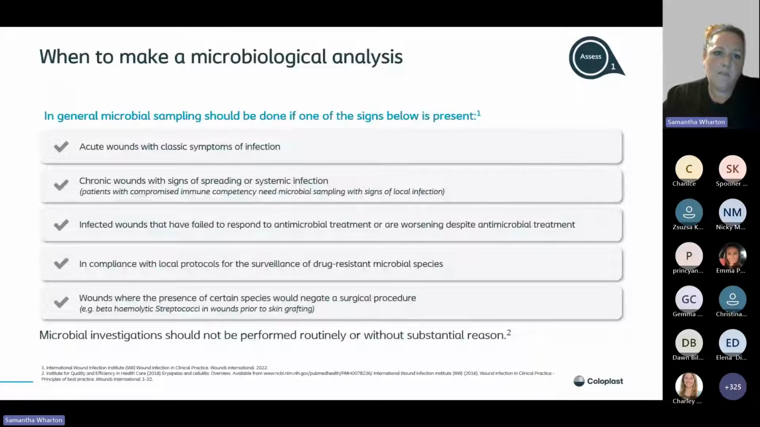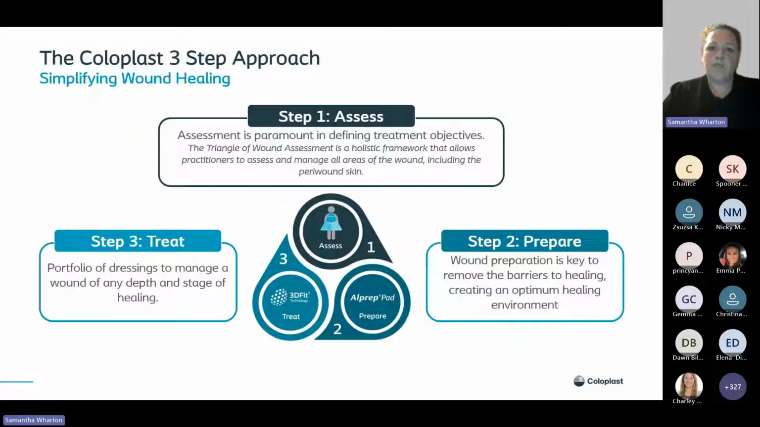So swabbing, in general, should be done if one of the below signs is present, but obviously follow your own local policies and procedures within your clinical areas. If there's an acute wound with classic symptoms of infection, chronic wounds with signs of spreading or systemic infection, infected wounds that have failed to respond, and if you're looking at certain surgical procedures, then it needs to be swabbed to make sure that there's no specific bacteria that's going to affect that surgery.